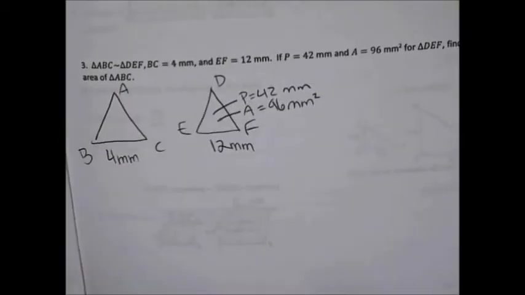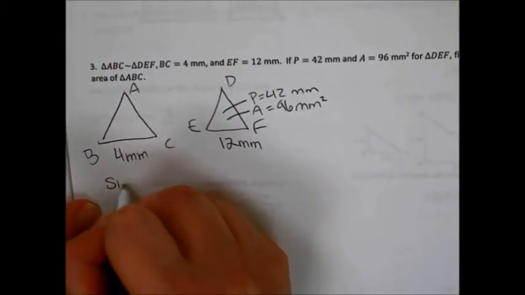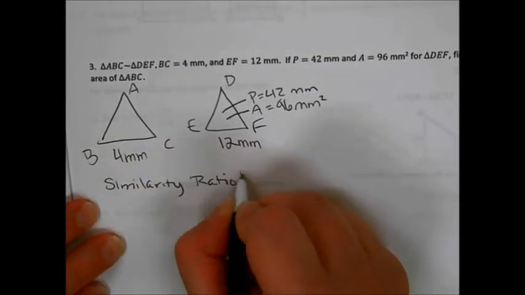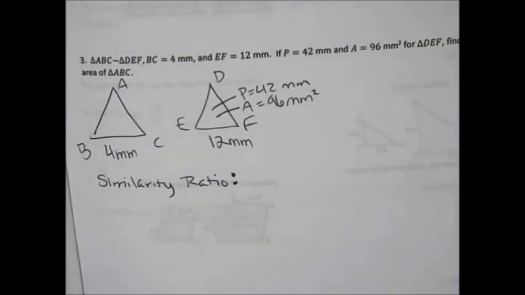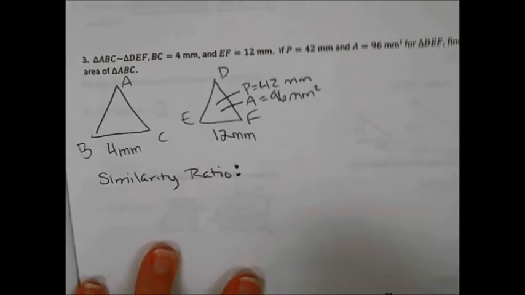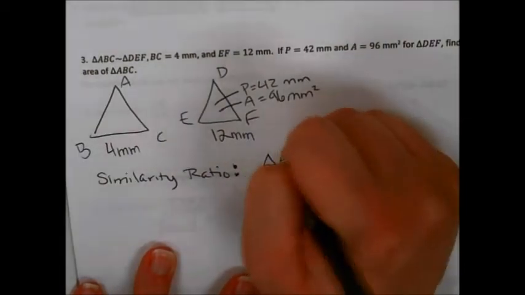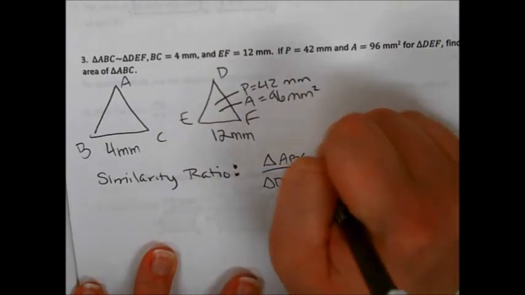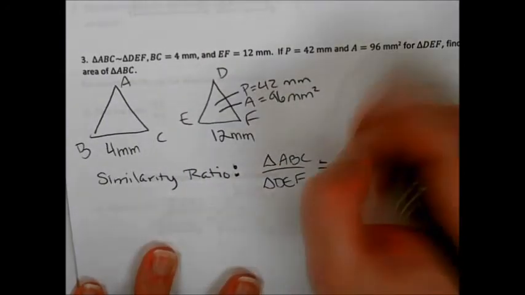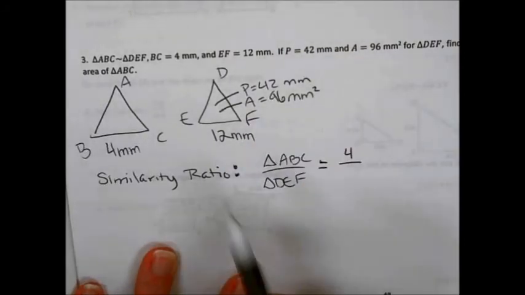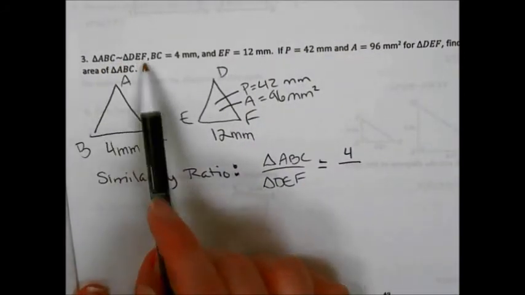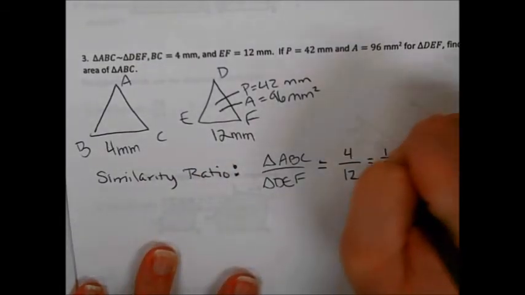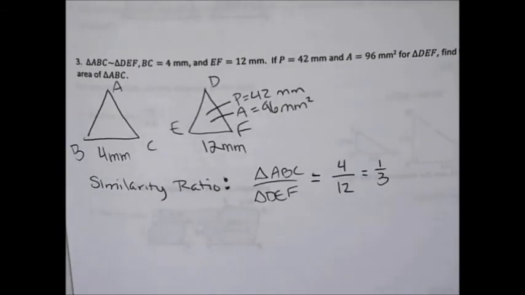So let's do the same thing we did on the other one. Start with the similarity ratio. And I know you guys probably think that this is a waste of time to write it out this way, but I promise you it will help you in the long run. All right? So similarity ratio, let's do triangle ABC to triangle DEF. So ABC, we've got 4 for BC, right? And if we look over here, BC and EF are proportional, so we're good to just do 4 over 12, and we get 1/3. That means that that's also the ratio of their perimeters.